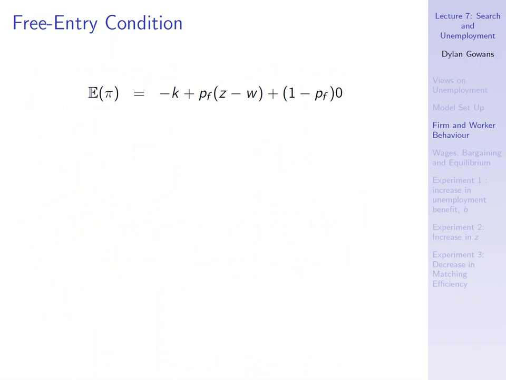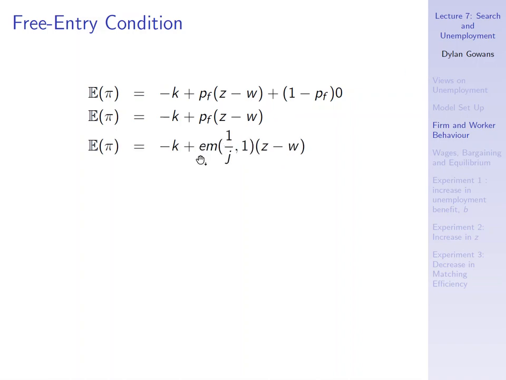And now let's just rearrange this. This is our expected profits. First we can get rid of this term on the right, since it's just multiplying 0. And now let's substitute what we know this PF to be. We worked it out in the previous section. It's just the matching function evaluated at 1 over J and 1.